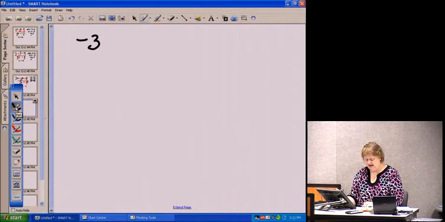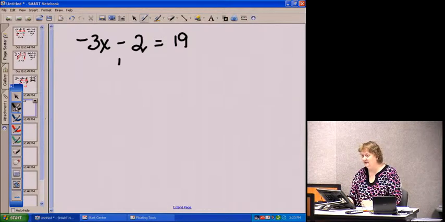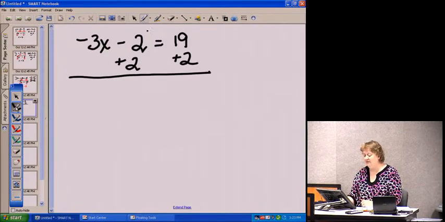Negative 3x minus 2 equals 19. In this one, we have negative 3 times x, subtract 2 equals 19. We want to undo the subtraction first by adding 2 to both sides. What we do to one side, we have to do to the other. That cancels, so we're left with 19 plus 2. That gives us 21. On the other side, we're left with the negative 3x. Be sure that you bring down the negative.